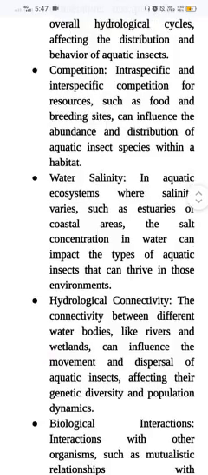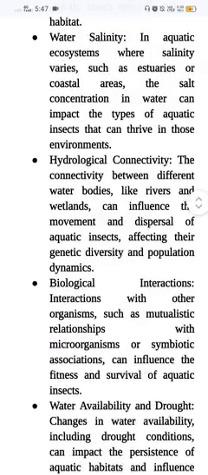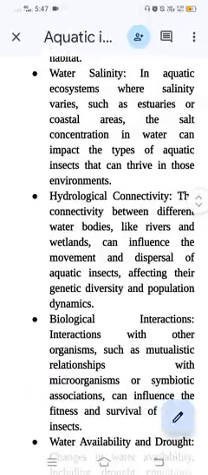Then water salinity. We mentioned earlier the pH change. pH change is one factor. Another factor is water salinity. In aquatic ecosystems where salinity varies, such as estuaries or coastal areas, the salt concentration in water can impact the types of aquatic insects that can thrive in those environments.